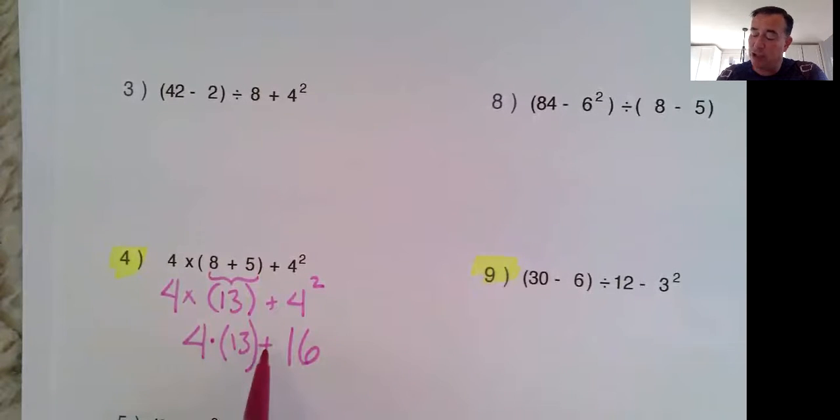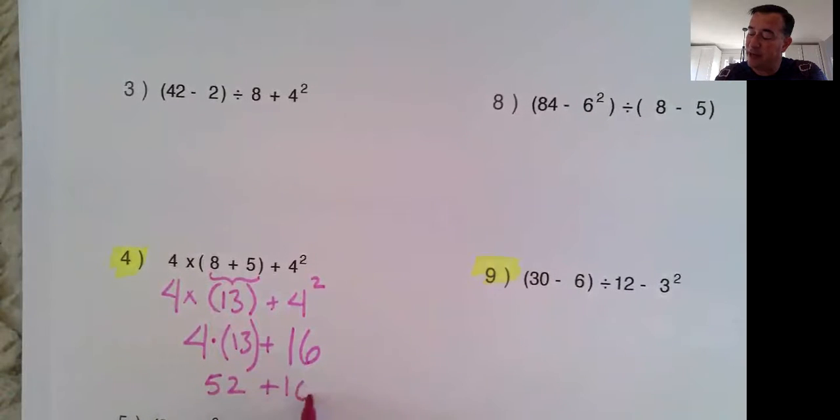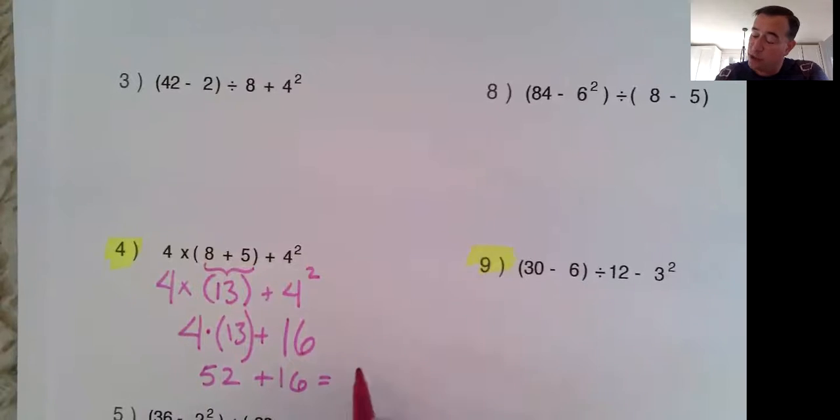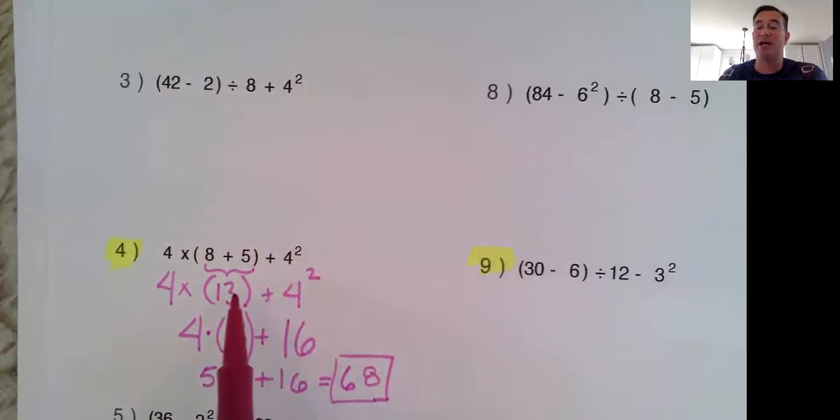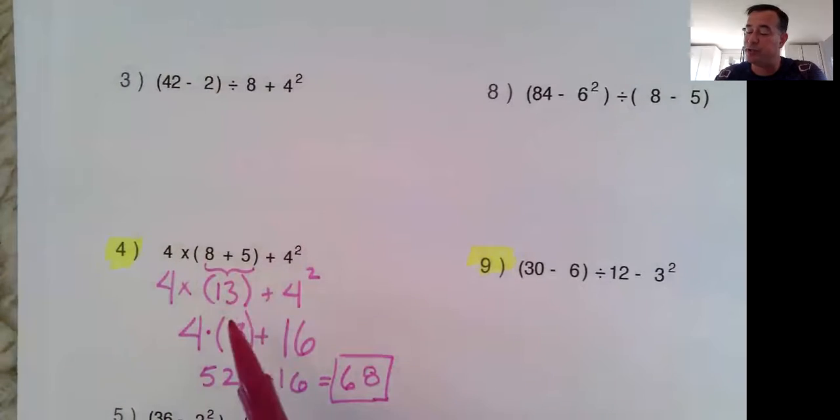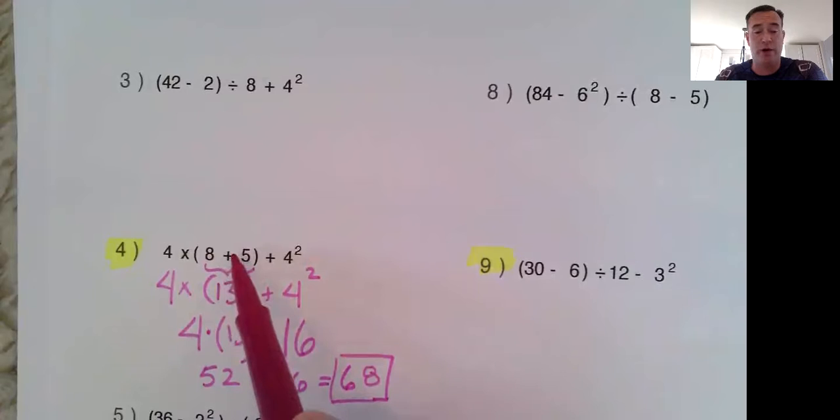Now I have multiplication and addition. Multiplication comes before addition, so we're going to do that one now. 4 times 13 is 52 plus 16. And now that I only have one thing left, I can get my final answer, which is going to be 68. And that is what I have for this problem. So the idea is take each step one at a time and show where everything came from. In all math, you want to make sure that you can see. If I got a 13 there, I know where it came from.